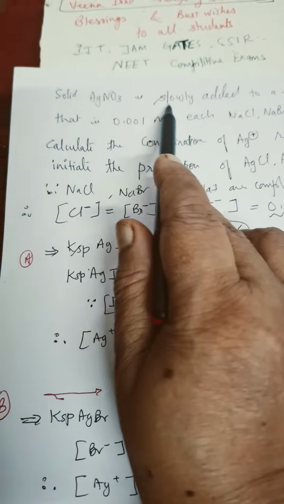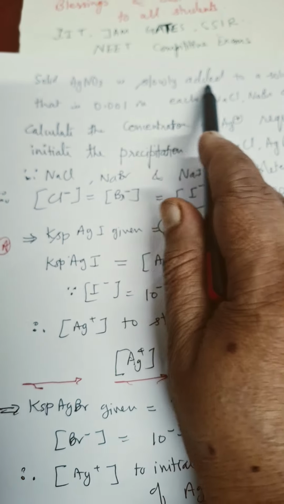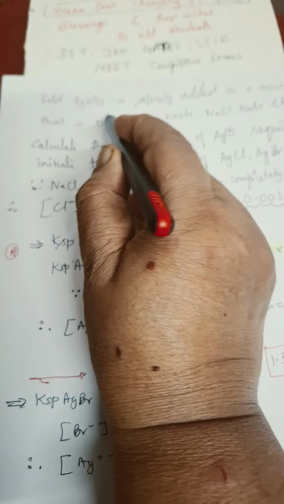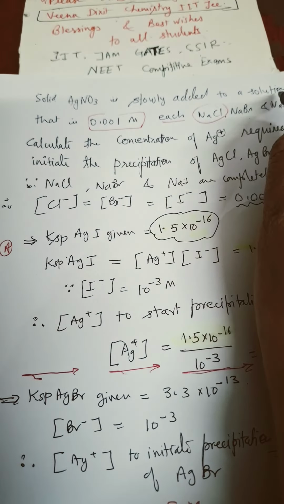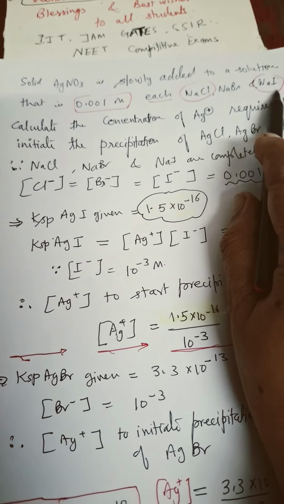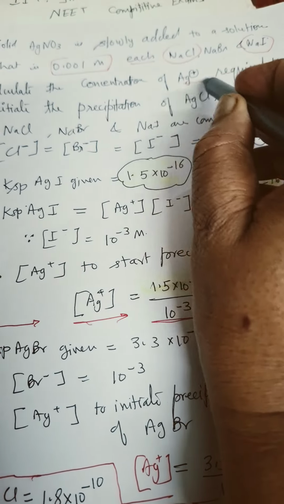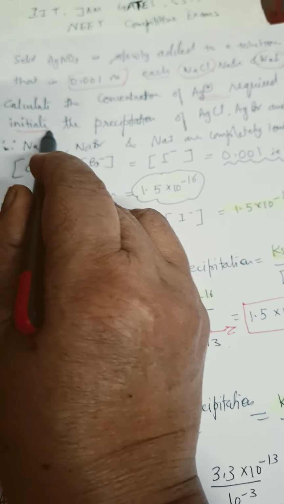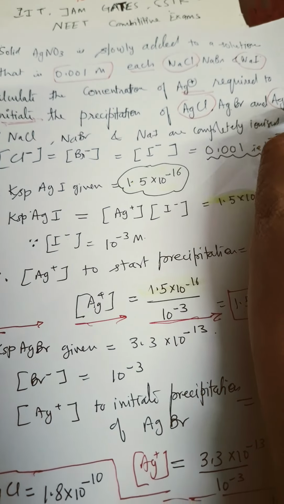Solid AgNO3, ionic equilibrium we are discussing. Solid AgNO3 is slowly added to a solution that is 0.01 M each in NaCl, NaBr and NaI. Three salts are there: NaCl, NaBr, NaI. Each concentration is 0.001 M. So calculate the concentration of Ag+ required to initiate precipitation of AgCl, AgBr and AgI.